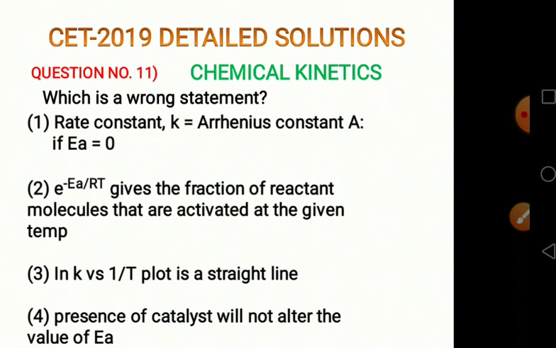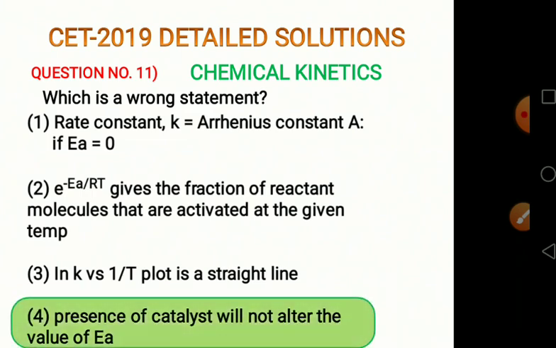Whenever there is such a statement, you can easily identify it. Presence of a catalyst will not alter the value of EA, it says. But we know that a catalyst always alters the value of activation energy. Whenever we use a catalyst, the reactant takes a new path of lower activation energy. So presence of a catalyst will decrease the activation energy. Hence the answer should be the fourth one, which is the wrong statement.